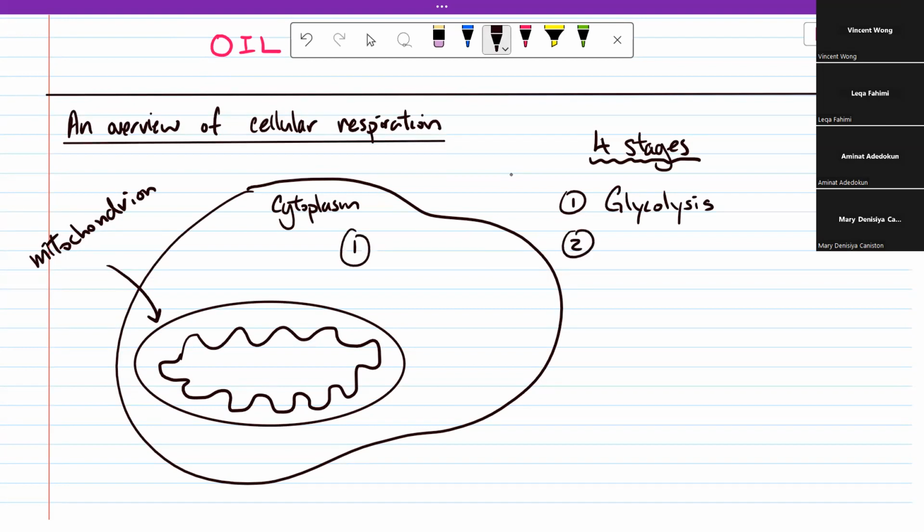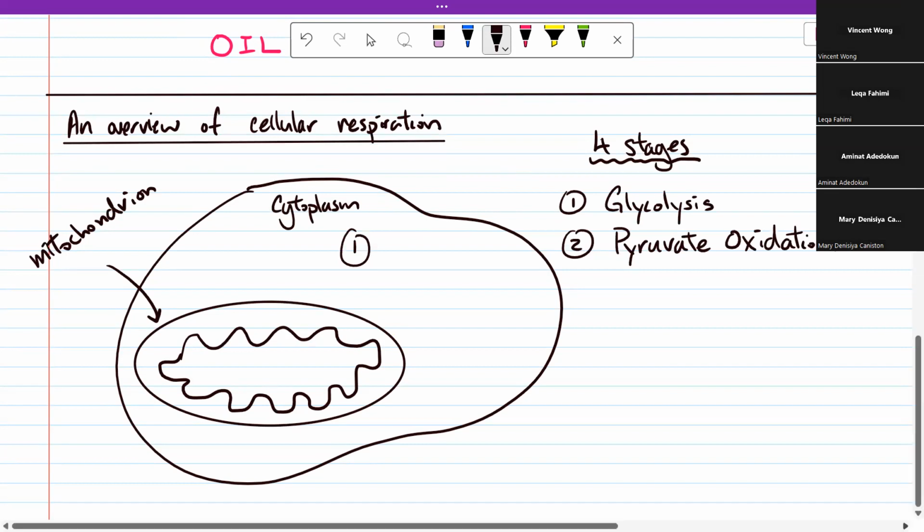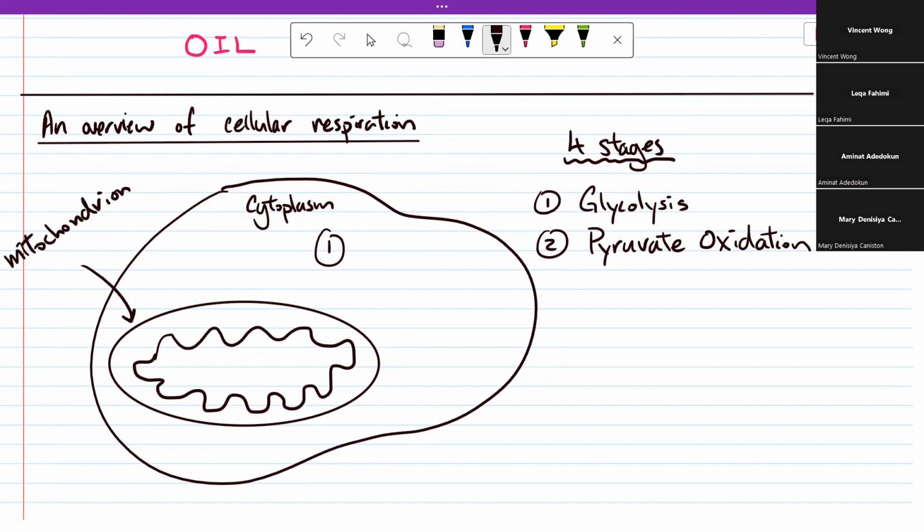Okay. Number 2, we have something called pyruvate oxidation. I know they're really big names and confusing, but they're just names for now. We don't really care what exactly they mean. And number 3, we have the Krebs cycle. Krebs is a person's name, probably named after the person who helped discover this cycle. And number 2 and 3 happen here.